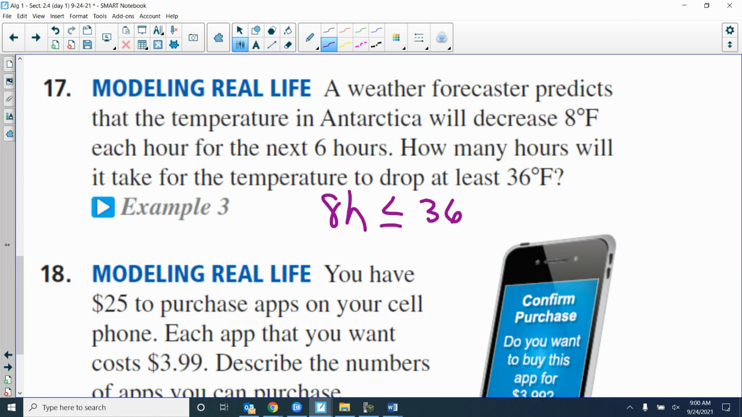Divide that, guys. Divide that out if you haven't done that. Divide by 8. How many hours is that, guys? 4.5 hours. It'll take 4.5 hours to drop 36 degrees. At least 36 degrees.